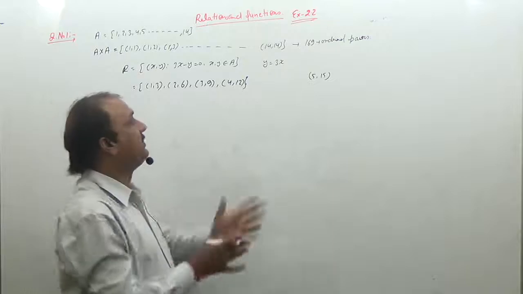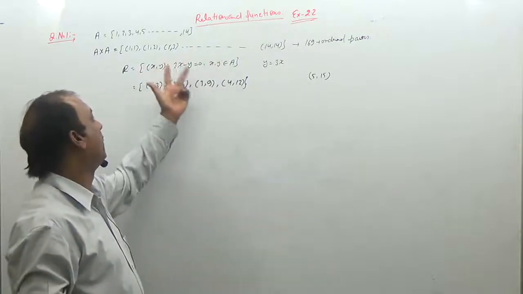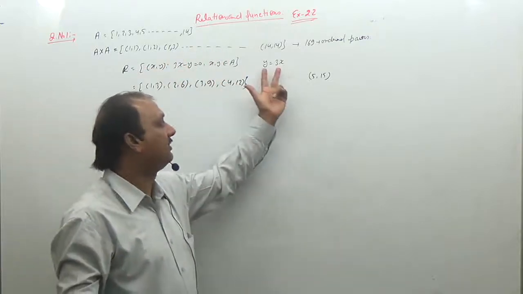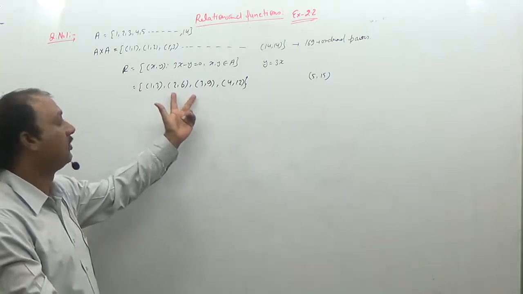So, when we filtered all these ordered pairs of A cross A which follow this condition, we get only these 4 ordered pairs.